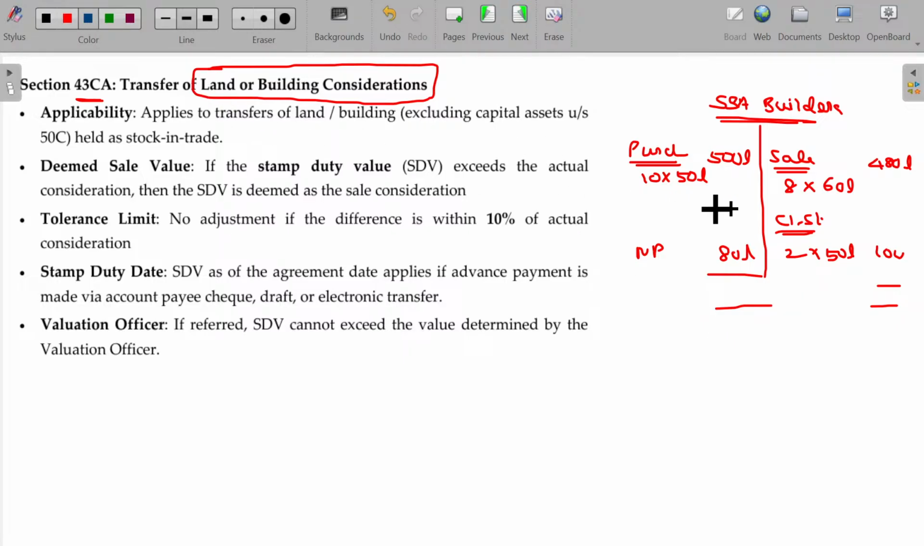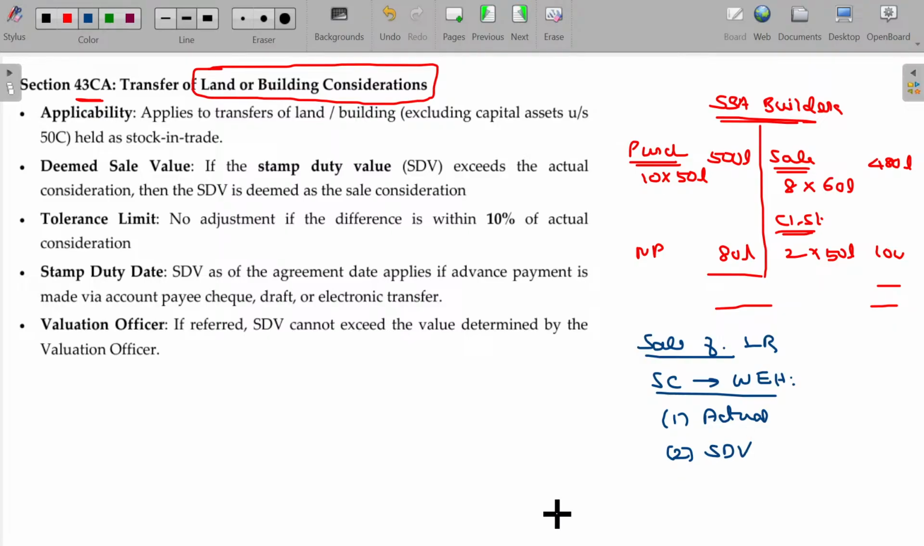Now, on sale of the land and building, these flats or land and building, in case of sale of land and building, sale consideration is equal to whichever is higher of the actual and the stamp duty value on transfer. For registration purposes, you have to buy the stamps and prepare the deed. For the stamp duty calculation, there will be a value.